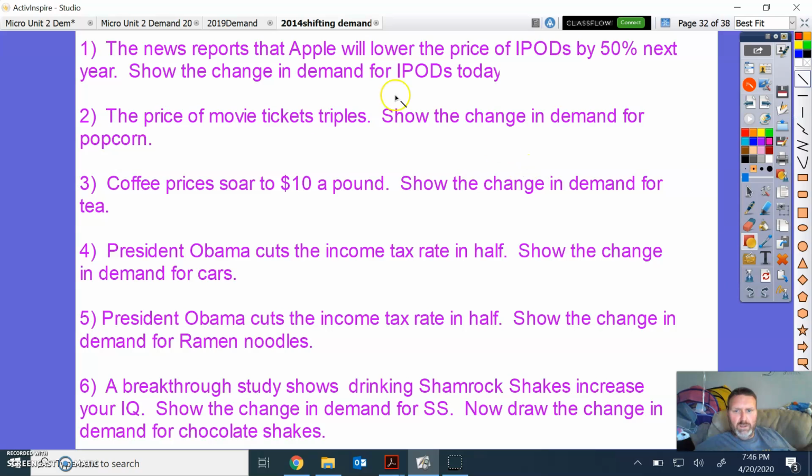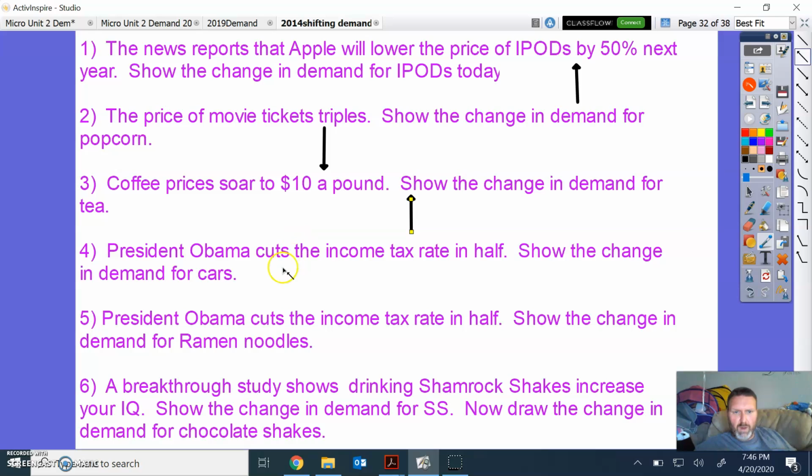Okay, last one right here. You should be able to go through here, and I'm just going to talk through it soon because we're at 12 minutes. Apple will lower the price of iPods by 50% next year. Demand for iPods, I'm just going to use an arrow. Demand's going to increase, move out. Price of movie tickets triples. Down. Change in popcorn, complementary goods. Coffee prices soared to $10 a pound. Show the change in demand for tea. Demand for tea is going to increase.